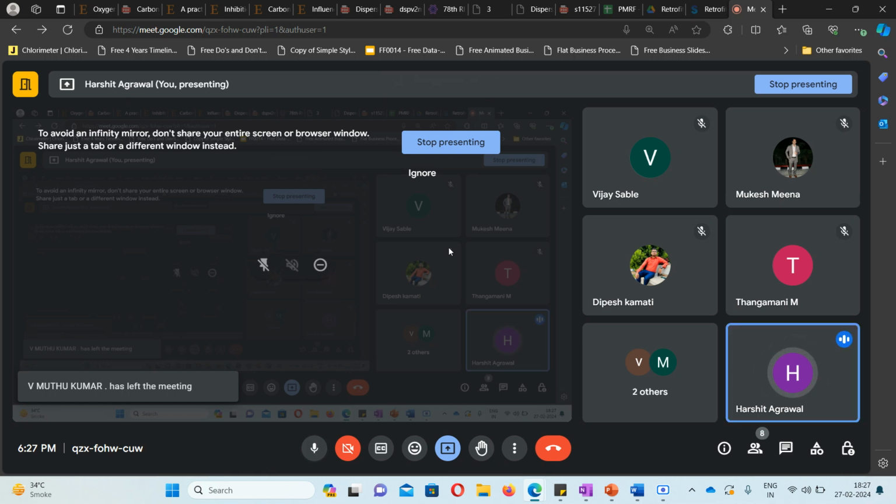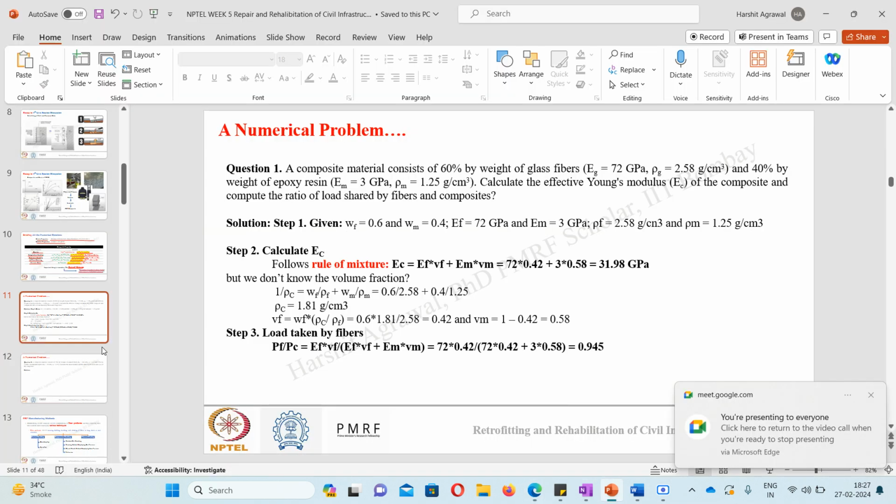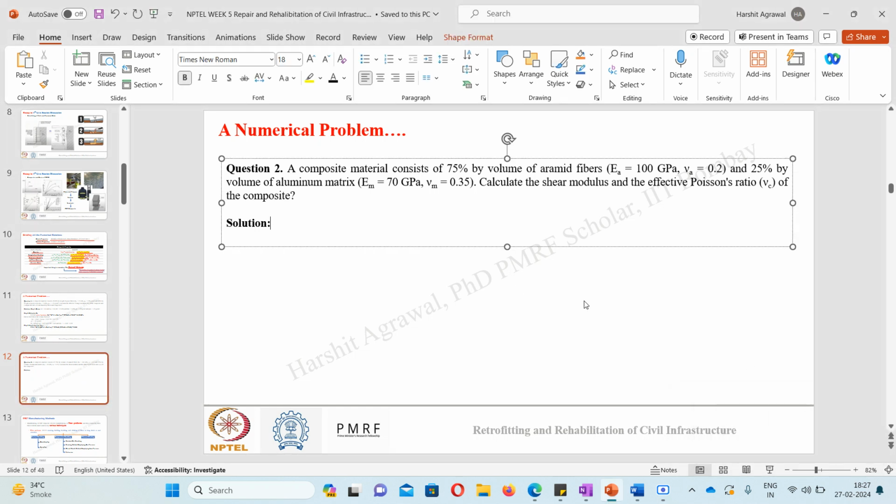Okay, let's see the solution now. First of all, let's write what is given to us in the question. Step one: the given values. The volume fraction of fiber is 0.75, and the volume fraction of matrix is 0.25. The Young's modulus of fiber is 100 GPa, and the Young's modulus of matrix is 70 GPa.